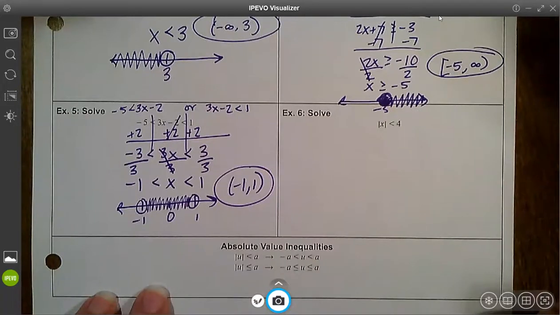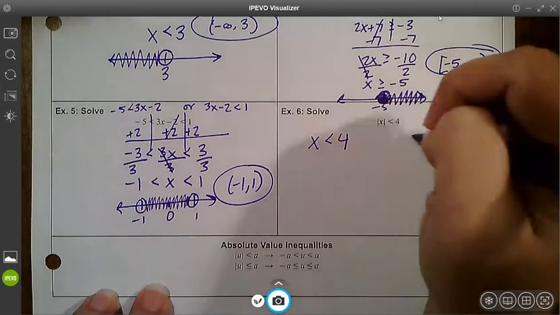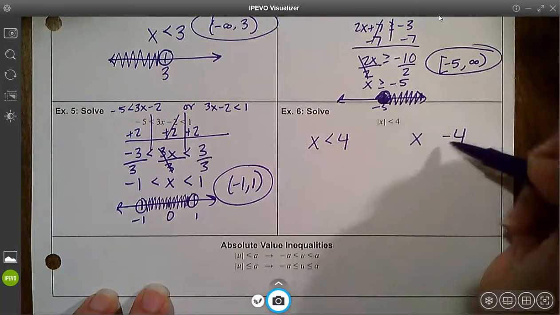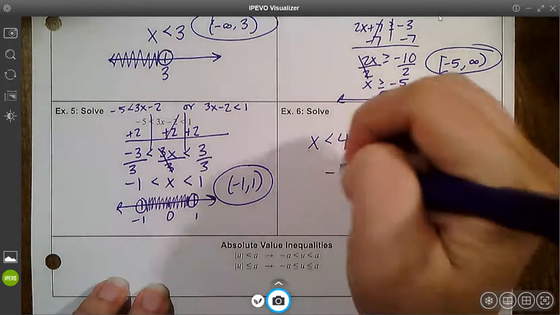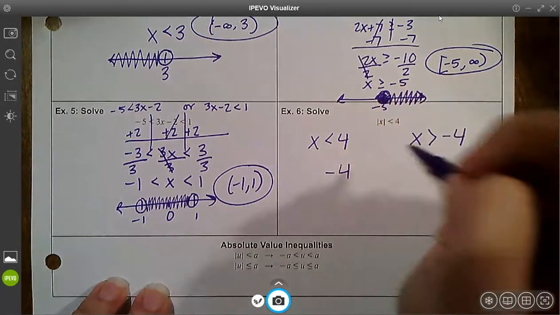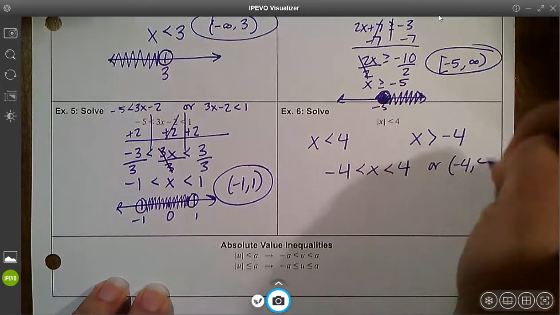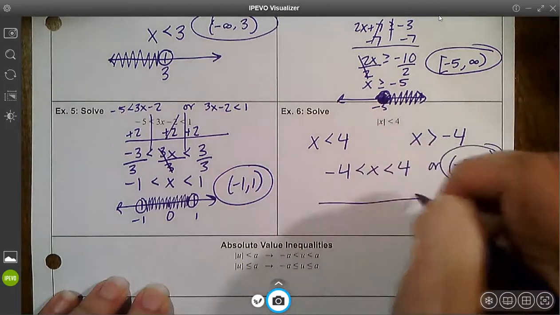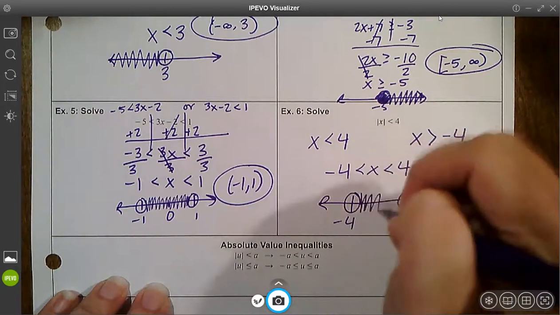For absolute value inequalities, you're going to split it up the same as you would an absolute value equation. You're going to have x is less than 4, and you're going to have x and -4, but when you flip the sign, you also have to flip the inequality. So I've got these 2 equations, x is less than 4 and x is greater than -4. This one can be written as a compound inequality, where -4 is less than x is less than 4, or -4 to 4. -4 to +4, open circles on both, and everything in between.